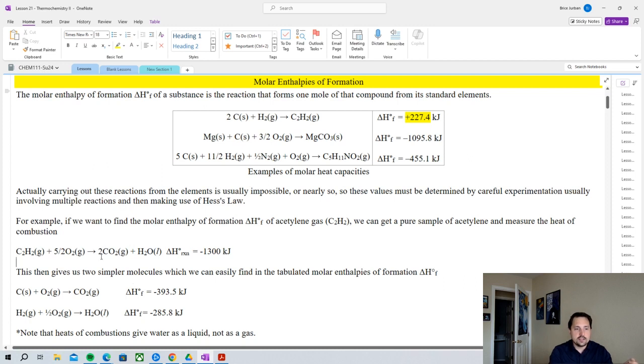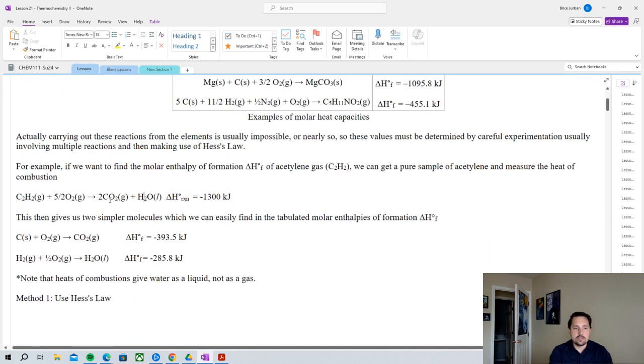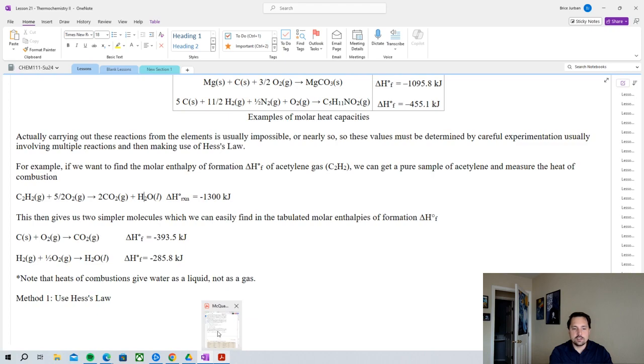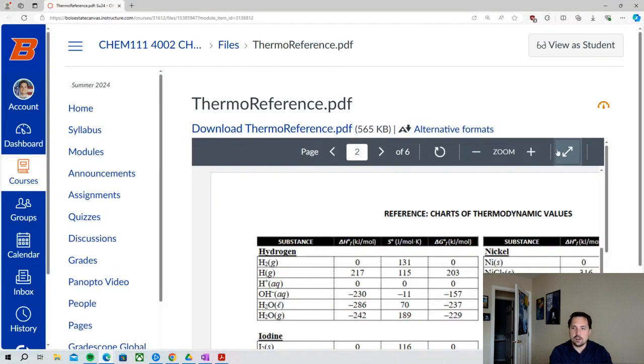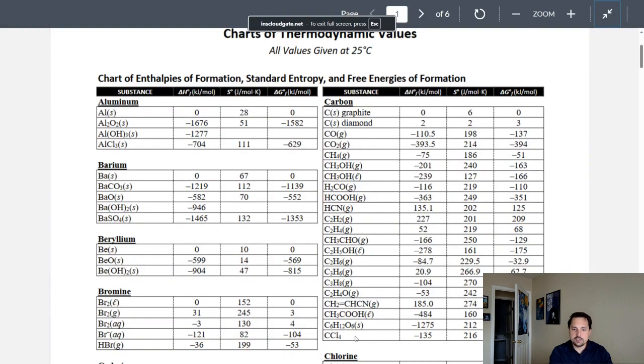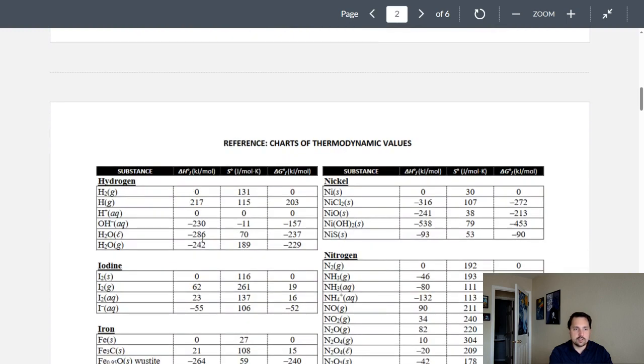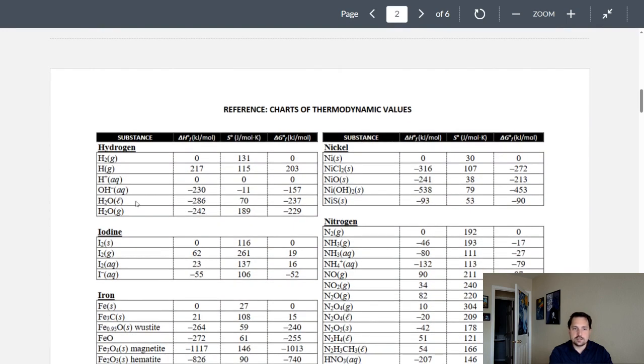So what we'll need is some reaction that forms carbon dioxide and some reaction that forms water vapor. Now, the simplest reaction that forms carbon dioxide and water vapor is carbon plus oxygen and hydrogen plus 1/2 oxygen. These values can be found in the reference table here. So carbon dioxide is right here, negative 393.5, and water vapor is negative 286. We want to make sure we're grabbing that value and not the gas one, because we'll get a value that's slightly different.